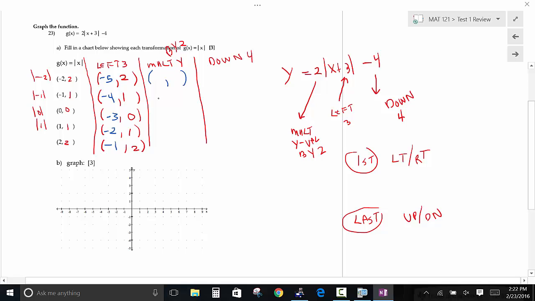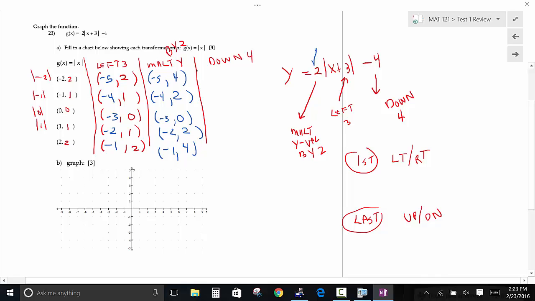Now what we're going to do is multiply the y values by 2. Okay, that's what that number in front of the absolute value is instructing you to do. So basically all these x values are where they need to be. We're not doing anything else in this problem with the x values, so those stay the same. Now you can just do this in your head. Take the y value and multiply it by 2. So 2 times 2 is 4. 1 times 2 is 2. 0 times 2 is 0. 1 times 2 is 2. 2 times 2 is 4 like that.